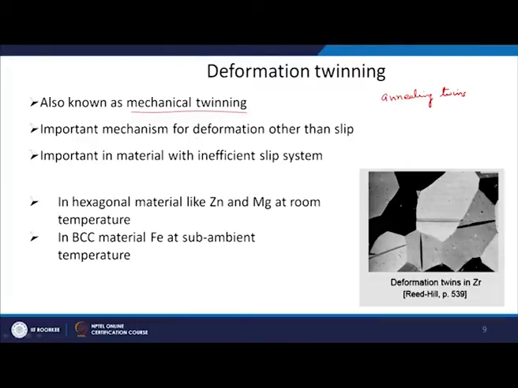Very important mechanism for deformation other than slip. So, one process we have already discussed is called slip.